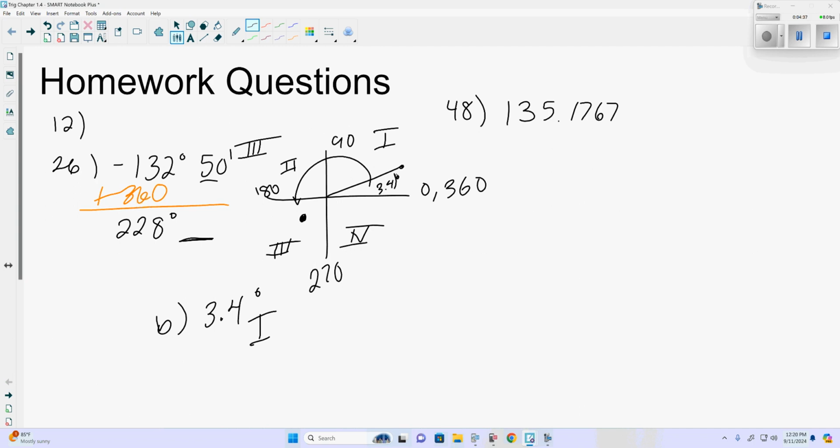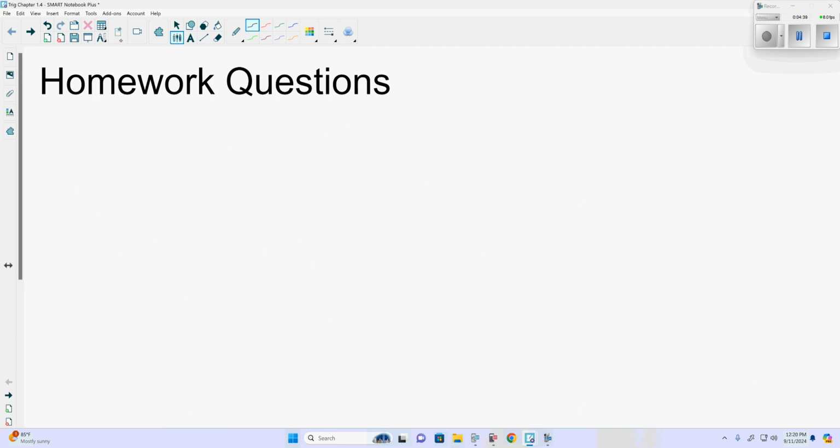Okay, I'm going to erase all this here. 12 is similar to what we just did. Negative pi over 6 and 11 pi over 9. We're trying to figure out which quadrant these angles lie in. Well, if we find it hard seeing it as radian measure, we can always turn it to degrees and multiply it by 180 over pi.